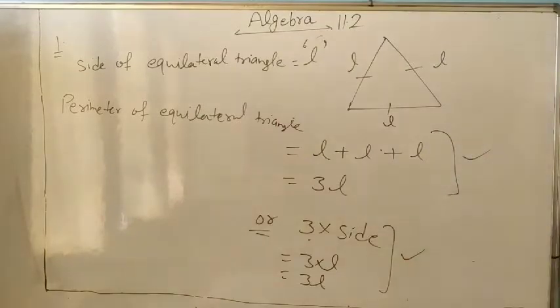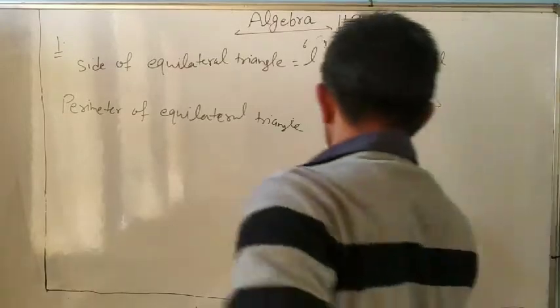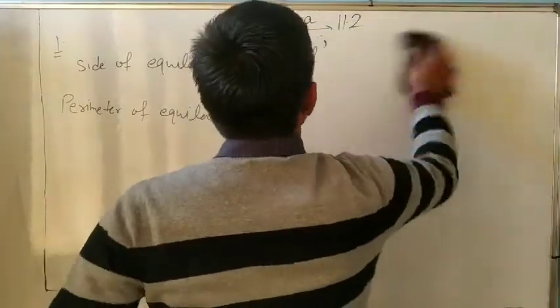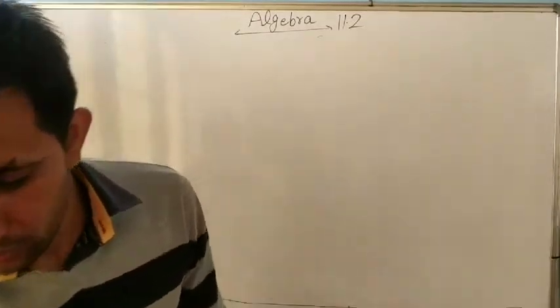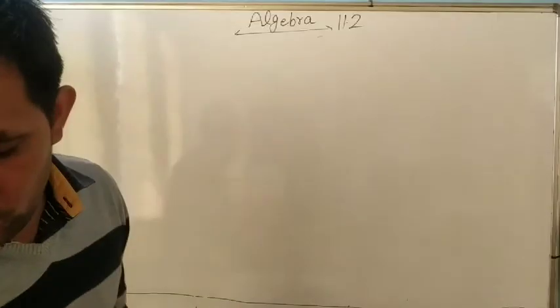Both of these two, any one you can write. Okay, so it is equilateral, perimeter of equilateral triangle in variable is 3 into L. L is variable. Okay. Next is question number 2. Do yourself.